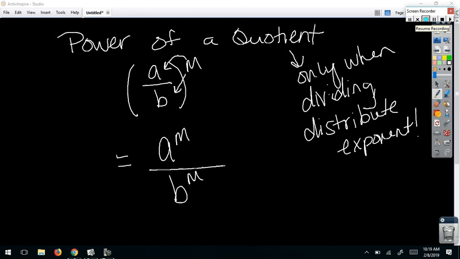Tell me this, though. Why am I not subtracting those exponents? The bases aren't the same. One's got a base of A and one's got a base of B. When you subtract, why aren't you subtracting the exponents? All right, let me show you an example.